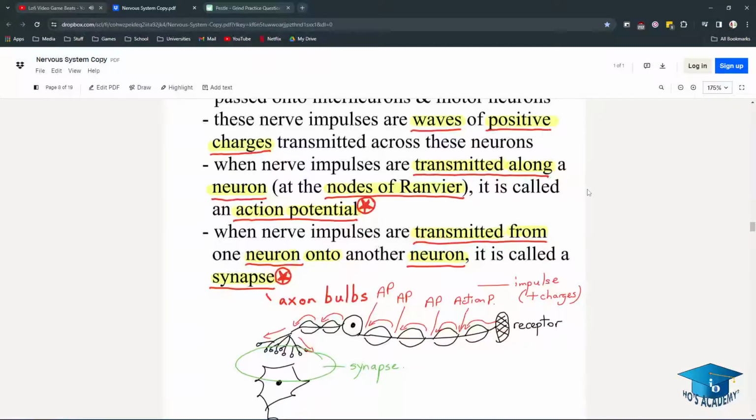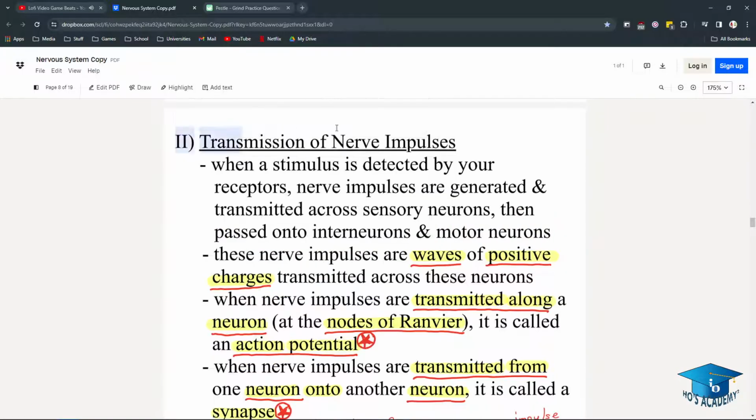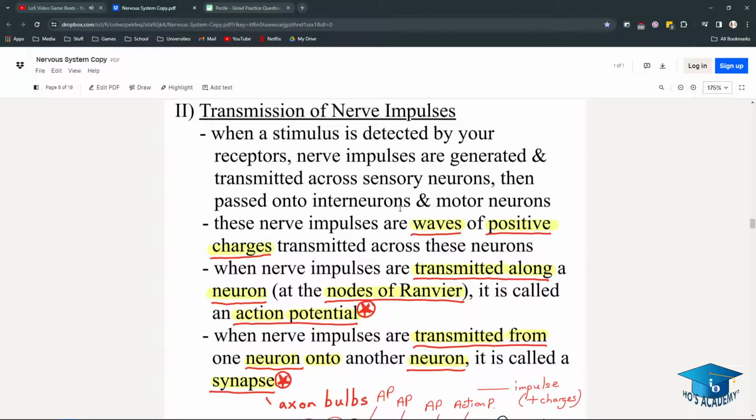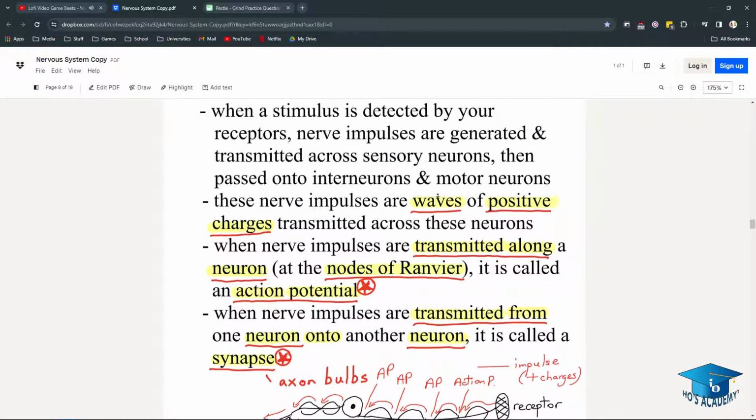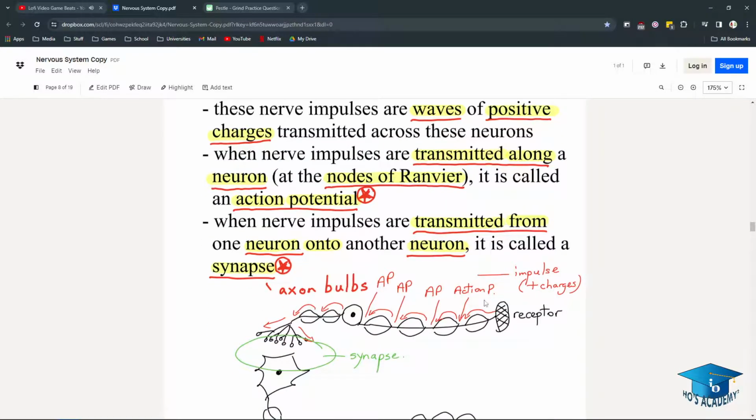Transmission of nerve impulses, this is a big deal. So this is action potentials. When a stimulus is detected by your receptors, nerve impulses are generated and transmitted across sensory neurons, then passed onto interneurons and motor neurons. These nerve impulses are waves of positive charges transmitted across these neurons, and when nerve impulses are transmitted along a neuron at the nodes, it is called an action potential. So you get many action potentials to cause one full synapse. To result in a synapse from a receptor, you need many action potentials.